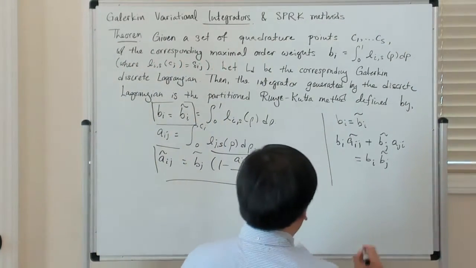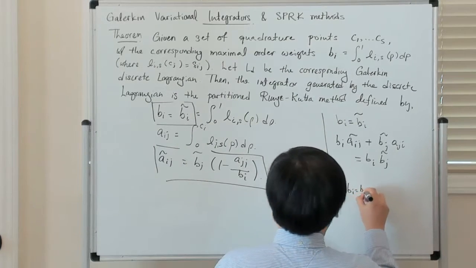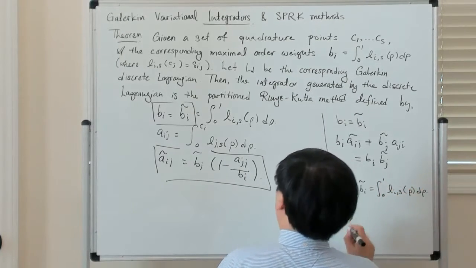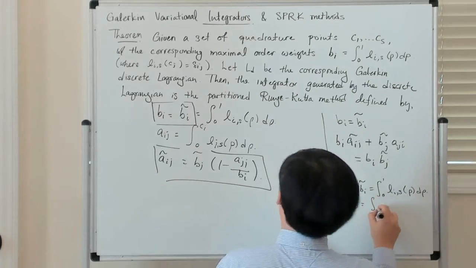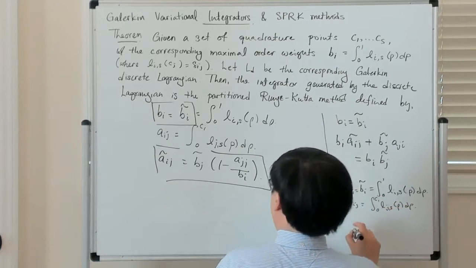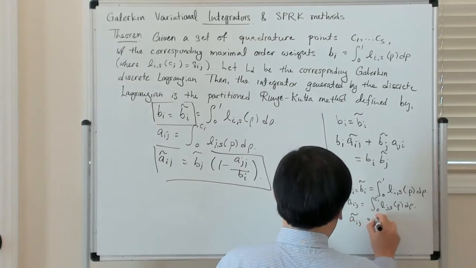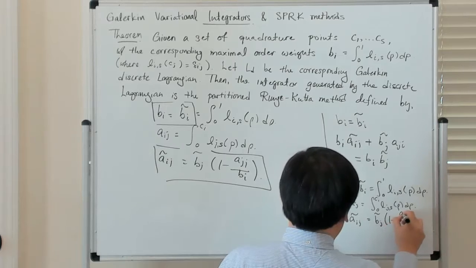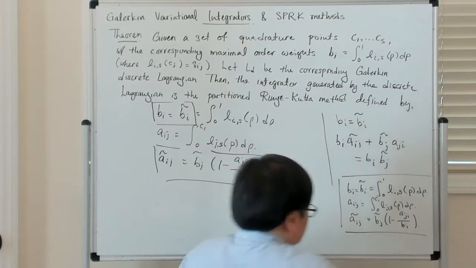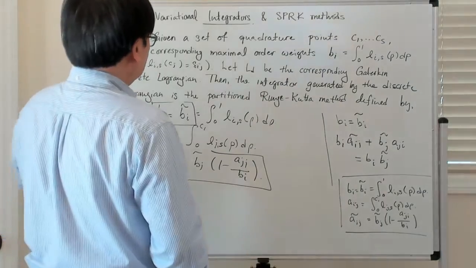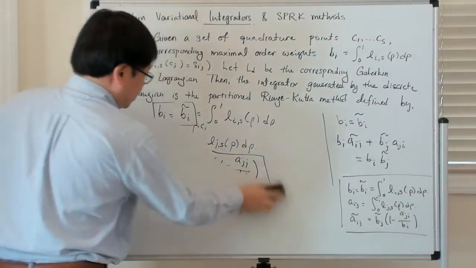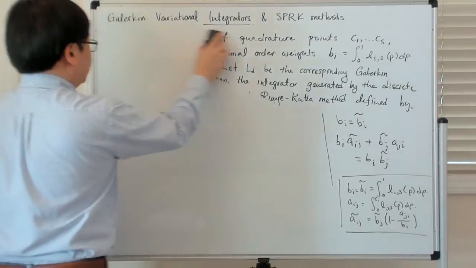So we have that bi equals bi tilde equals the integral from 0 to 1 of L_i^s(rho) d rho, aij equals the integral from 0 to ci of L_j^s(rho) d rho, and aij tilde equals bj tilde times (1 minus aji over bi). Those are the coefficients of the Runge-Kutta method based on having quadrature points and these maximal order quadrature weights. So let's try to prove this now.